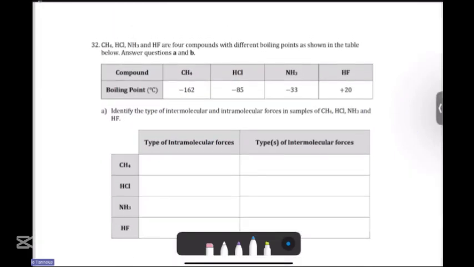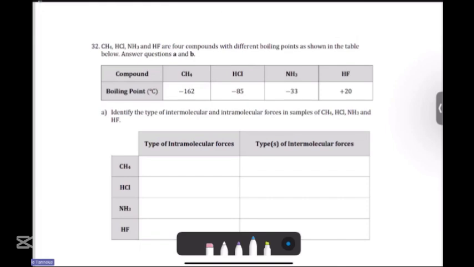Moving on. You will see next week that the intermolecular forces affect the boiling point. The larger the boiling point, the more forces it has. So when I look at this one, this is the largest number, it's plus 20, this is minus, so in the negative. So that's weakest. Now, let's just think about the forces. Here they want the intramolecular force and the intermolecular force.